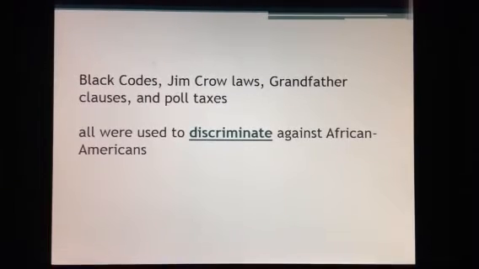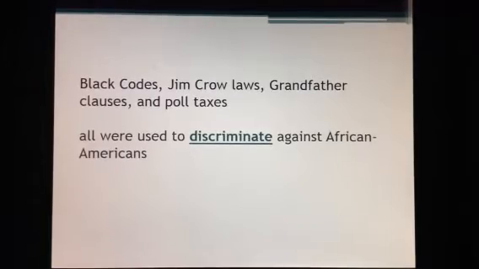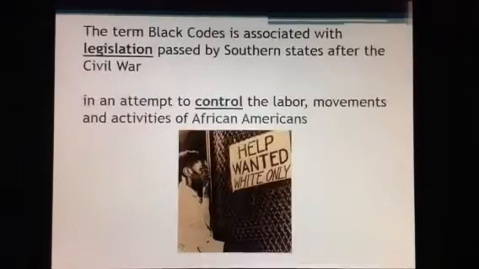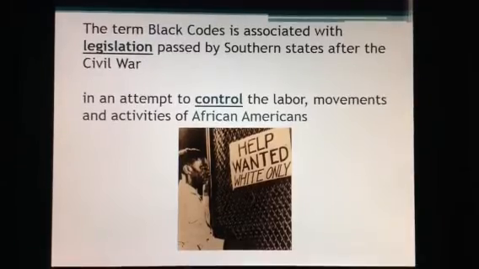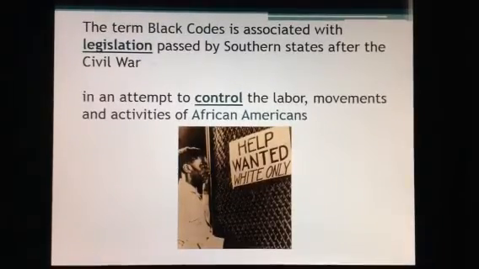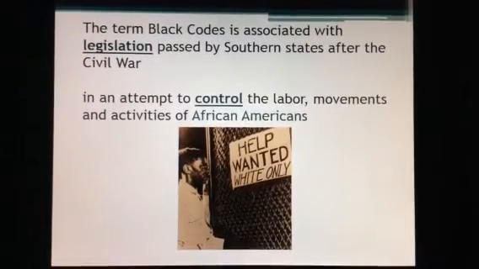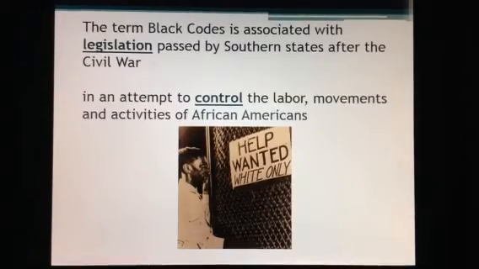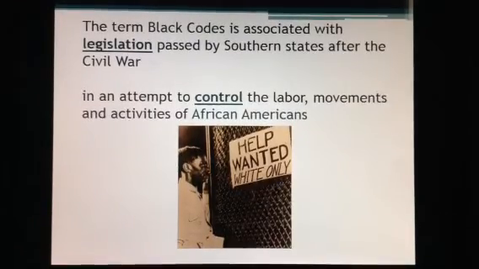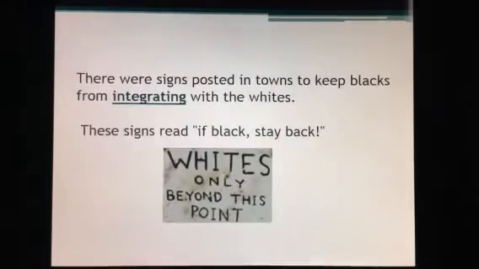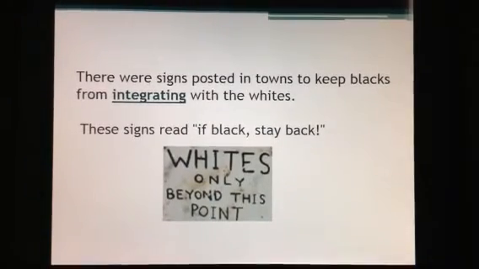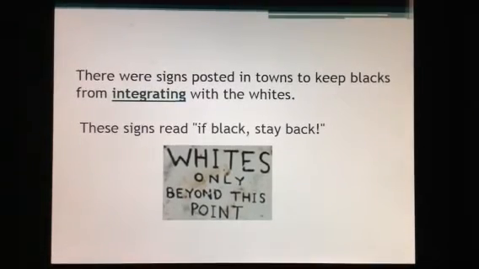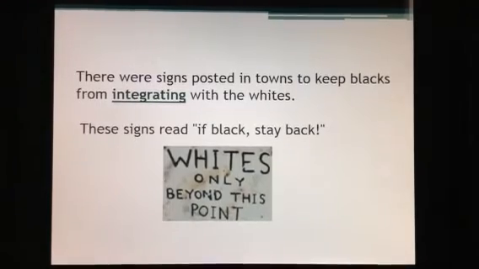Black codes, Jim Crow laws, grandfather clauses, poll taxes, all of these were used to discriminate against African Americans. The term black codes is associated with legislation passed by Southern states after the Civil War in an attempt to control the labor, movements, and activities of African Americans. There were signs posted in towns to keep blacks from integrating with whites. These signs read, "If black, stay back."